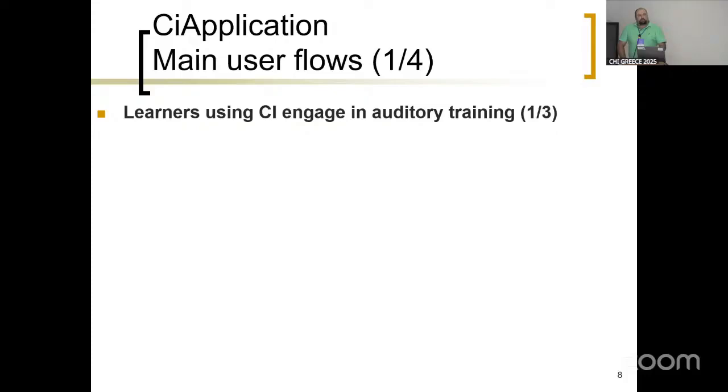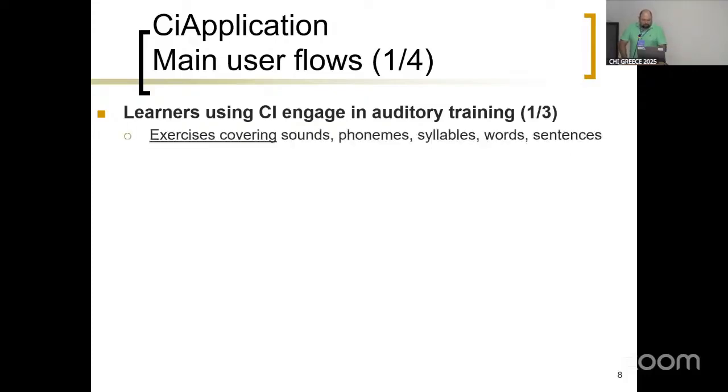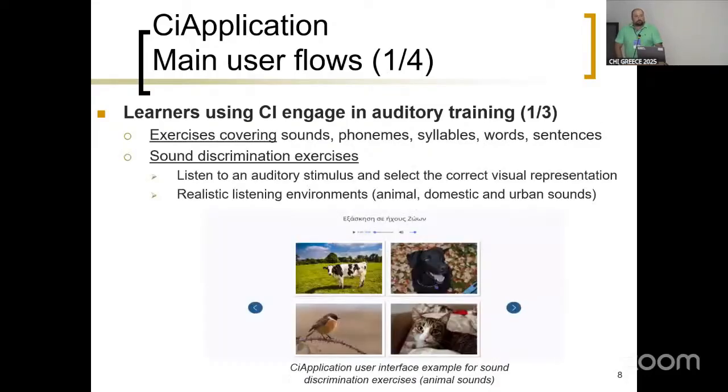Learners using CI engage in auditory training, which is the main task. We have exercises covering what they asked: sounds, phonemes, syllables, words, sentences. I will show some brief examples. You can see here a sound discrimination exercise. For example, you listen to an auditory stimulus and select the correct visual representation.